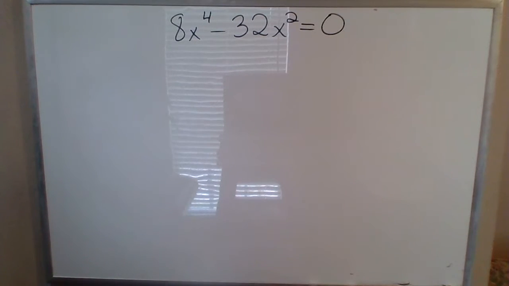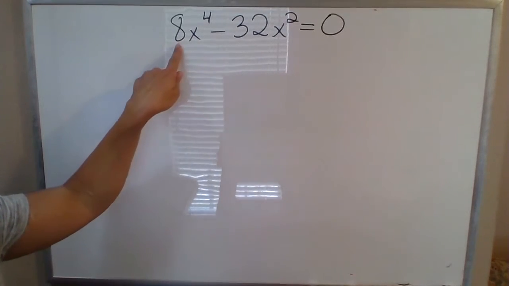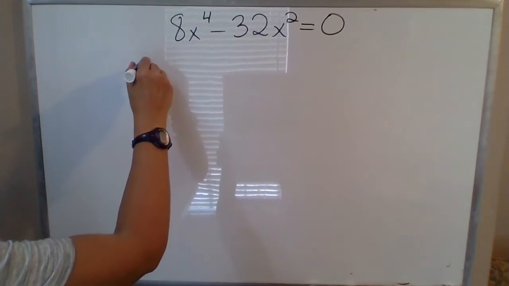In this example, I want to solve the equation 8 times x to the fourth minus 32 times x squared equals 0. So always with these higher degree polynomial equations, you should start by looking for the greatest common factor that you can factor out. So notice first, these are both multiples of 8. So I can factor out 8.